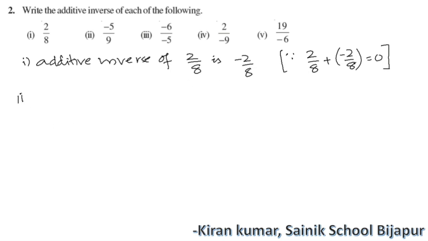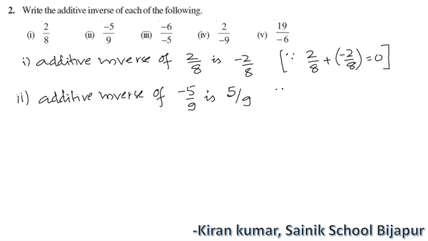For the second one, additive inverse of negative 5 by 9 is positive 5 by 9. Again, the reason is when negative 5 by 9 is added to positive 5 by 9, the sum is 0.